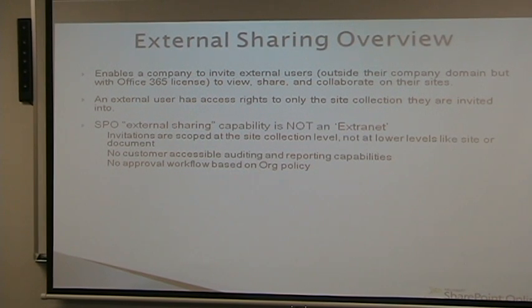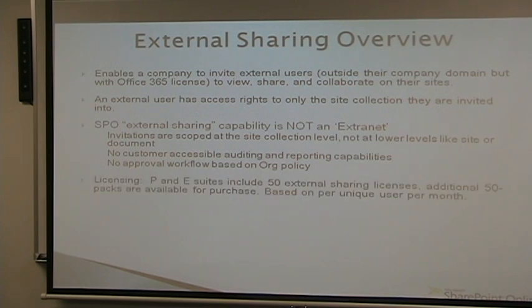You also don't have auditing and reporting capabilities, and some of the more basic workflow features that are currently in there, which are not very functional at this moment. You don't have it all. And licensing. If you have E suites, that includes 50 external sharing licenses. Now, that's 50 per month, so that's not 50 at the same time like most Microsoft licenses are. Once you've had 50 unique logins, that's it. But you can purchase additional 50 packs.